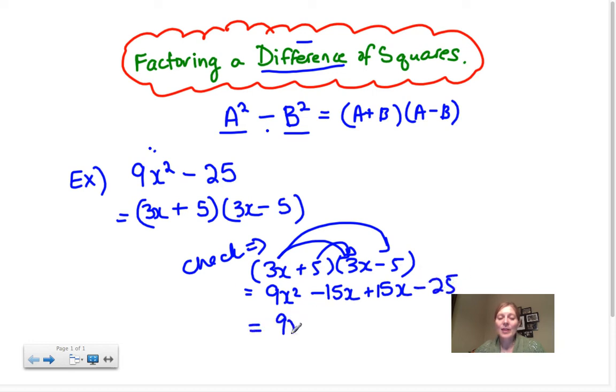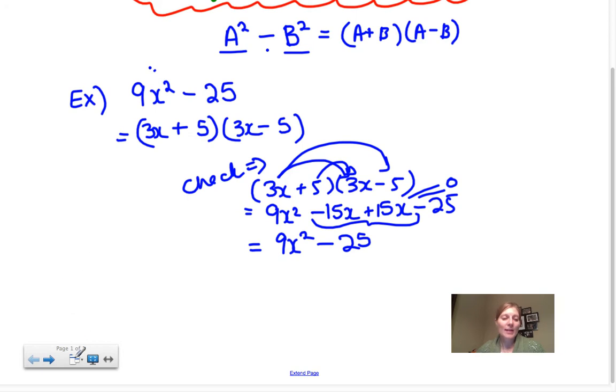And when I simplify that, 9x squared, this negative 15x and positive 15x is going to equal 0. It's going to eliminate it. So I've just got 9x squared minus 25. And that's going to happen every time when you have a difference of squares. Those middle terms eliminate each other out. Okay, let's do another example just to make sure we're on the right track.